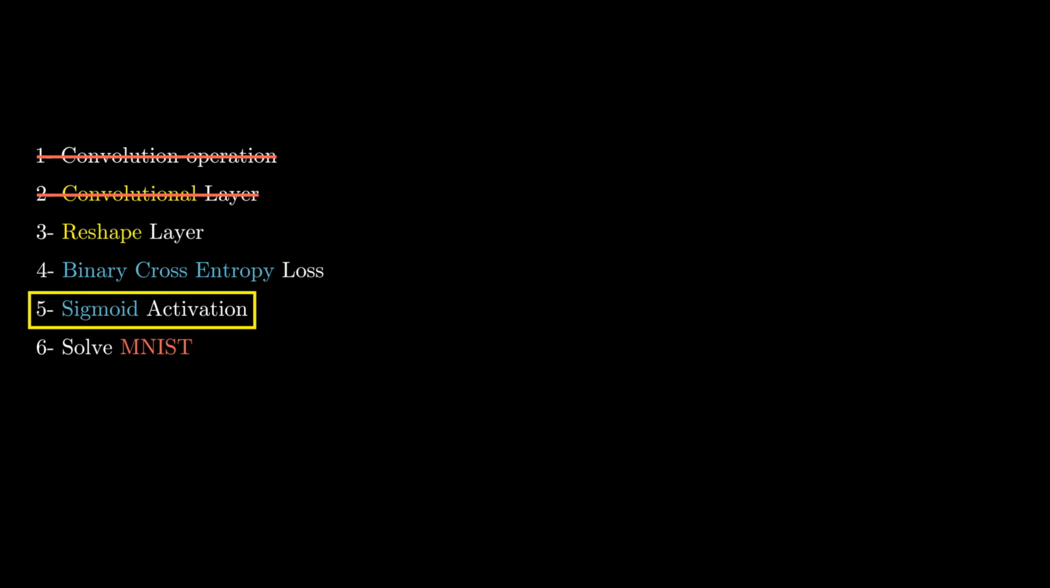Lastly, the sigmoid activation. If you don't know it yet, the binary cross entropy uses the logarithm function, and the logarithm function cannot take negative inputs. Therefore, we are going to implement the sigmoid activation since its output is bounded in between 0 and 1.